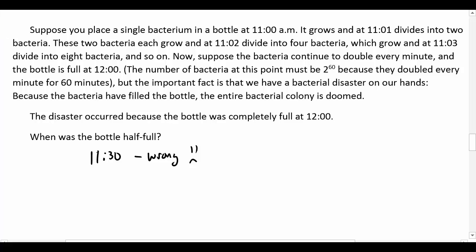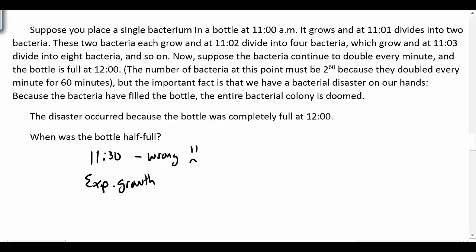What are we assuming when we say if it's full at noon, it's got to be half full at 11:30? We're assuming it's a constant growth, that the same amount is added every single minute. And so we're assuming that if it took an hour to fill the whole thing up, then it must have taken a half hour to fill half of it up. That's a linear growth. But take a look at this particular problem. It's doubling every minute, and since it's doubling every minute, this is an exponential growth.